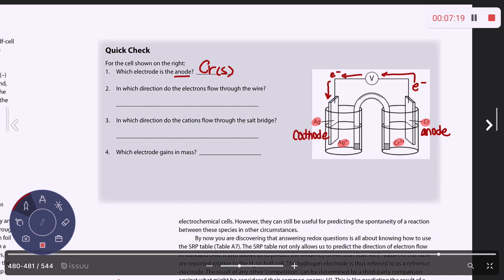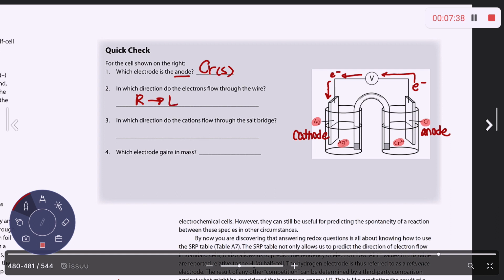Okay? Does it matter that Ag is also on the right in the table? So Ag with Ag plus 1? Oh, okay. So you do like... Yeah. And then in which direction does the electron flow? They're flowing from right to left.